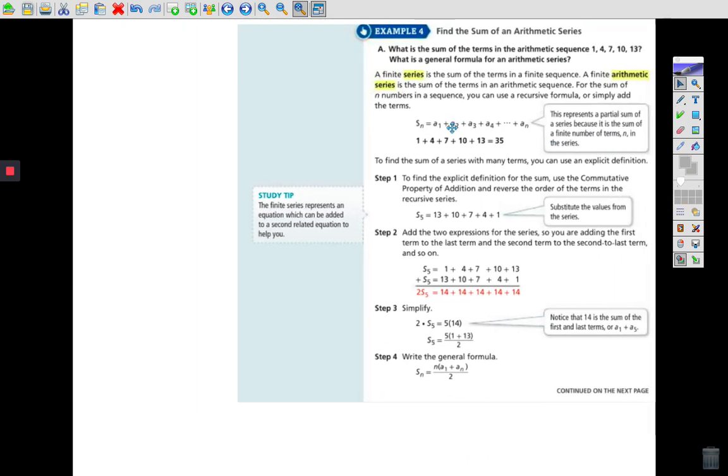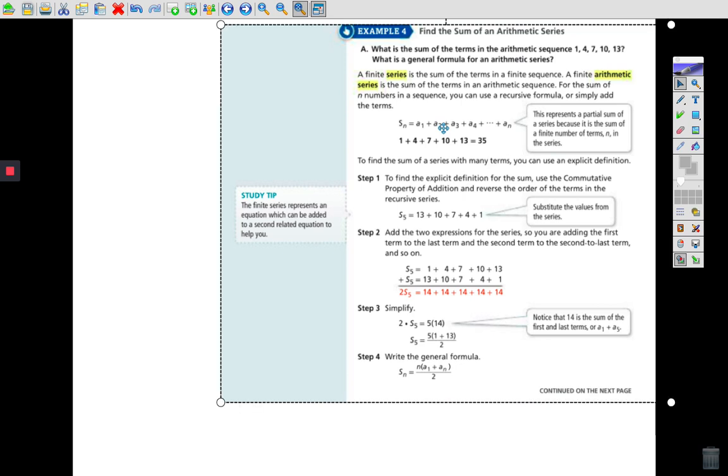All right, next part, finding the sum of an arithmetic series. It says, what is the sum of the terms in the arithmetic sequence 1, 4, 7, 10, and 13? A finite series is the sum of terms in a finite sequence. A finite arithmetic series is the sum of the terms in an arithmetic sequence. For the sum of n numbers in a sequence, you can use a recursive formula or simply add the terms together.